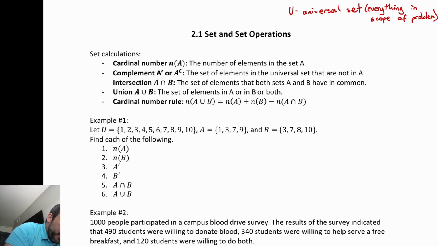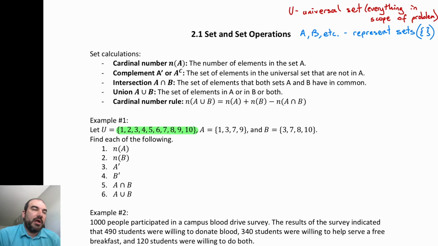We use these curly braces to represent set notation. Anything that goes between the curly braces is going to be elements in a set. And then we generally use capital letters, A or B, etc. Capital letters represent sets. And for the notation, we use these curly braces to open and close set notation.